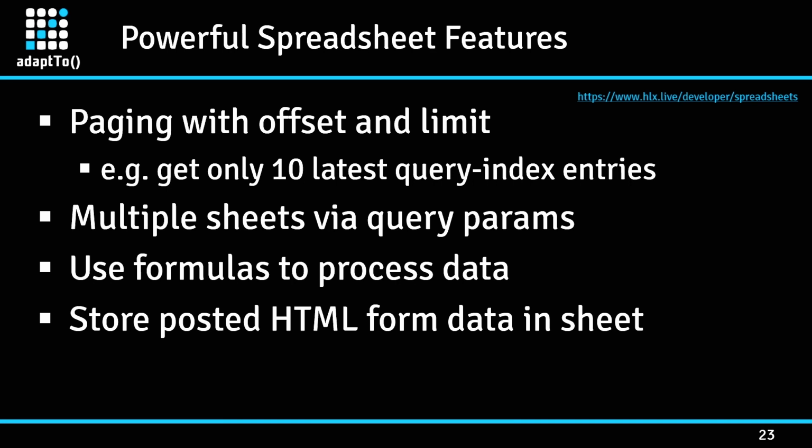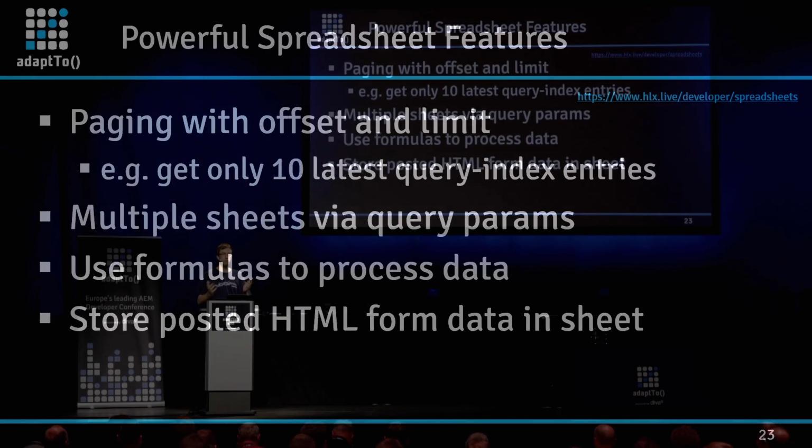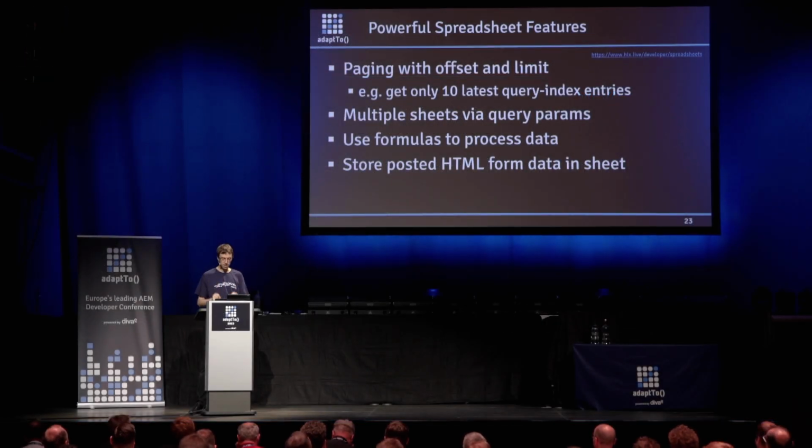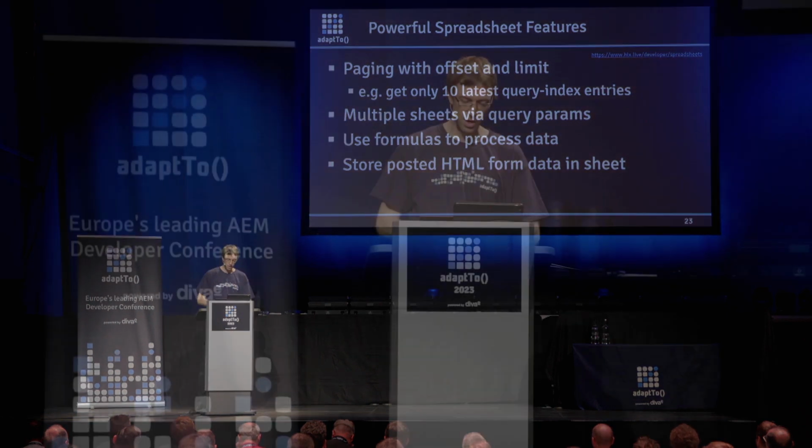Or if you have multiple sheets in one document, you can access them individually via query parameters. Or, which is very, very powerful, you can use formulas to process data. Think of pivot tables. You have probably raw data in your document and a pivot table, and then you request the data from the pivot table to render your website. And the possibilities are really unlimited, all using Excel or Google Sheets.